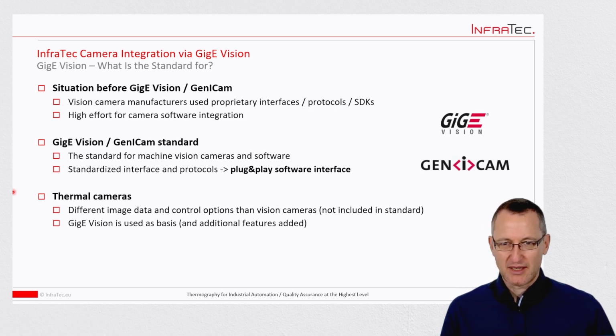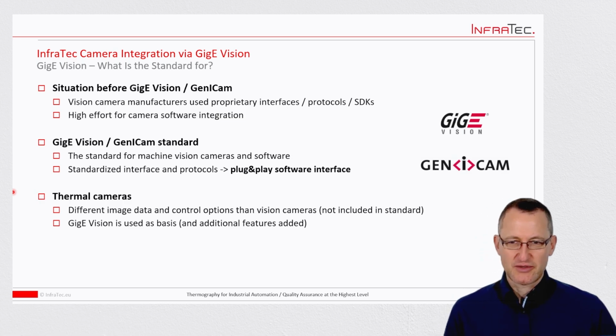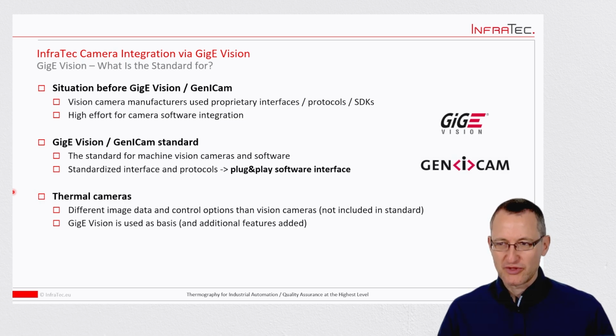Therefore, there was some standardization going on, which led to the GigiVision and GenICam standards. So there's now a standard interface and protocols that allow a plug-and-play software interface. Thermal cameras, on the other side, are not part of this standardization. So there are also different image data and other control options that are not included in the standard for vision cameras. Therefore, GigiVision is often used as a basis, but there are always some proprietary features and some adaptation to make it usable for thermal cameras.